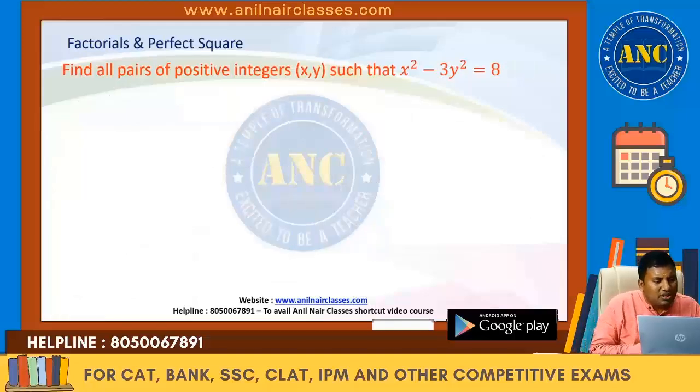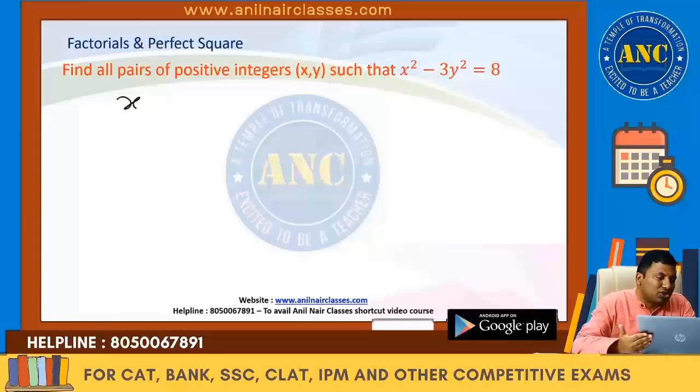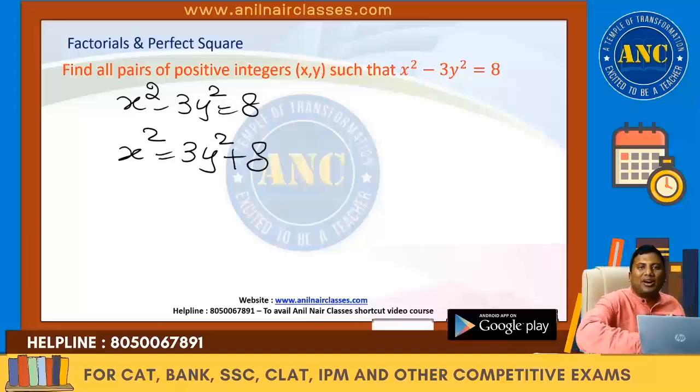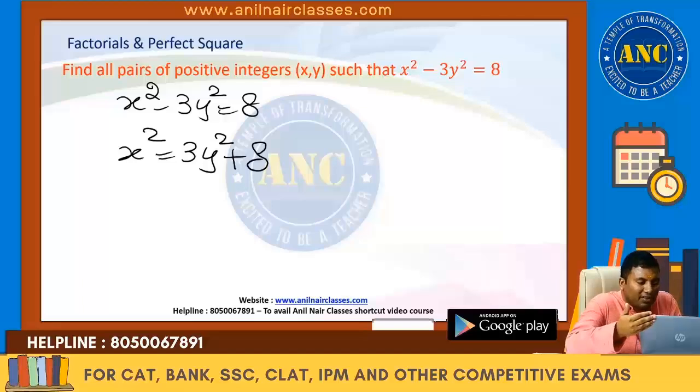Find all the positive integers x, y such that x square minus 3y square is congruent to 8. Another beautiful way of solving this question. X square minus 3y square is congruent to 8. X square is congruent to 3y square plus 8. When I saw this question, immediately a thought came into my mind. X is nothing but a natural number.